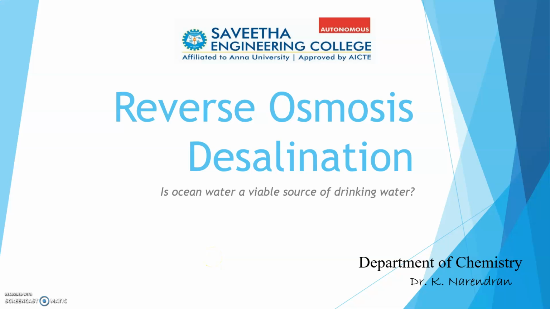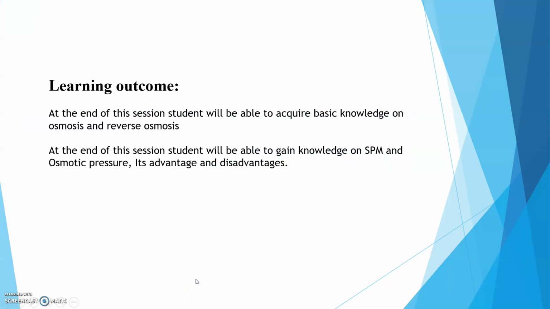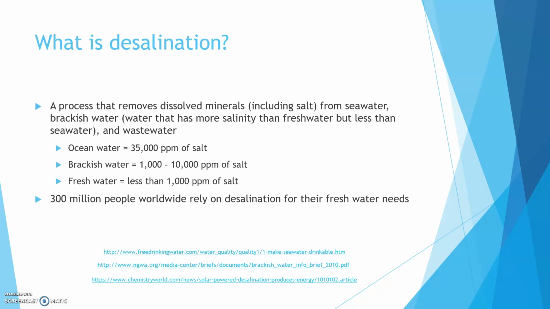Good morning, students. In this session, we are going to discuss the desalination process, that is reverse osmosis. Learning outcome: at the end of this session, students will be able to acquire basic knowledge on osmosis and reverse osmosis. In the meantime, you will gain some knowledge related to the SPM, that is semi-permeable membrane, and osmotic pressure, its advantages and disadvantages.